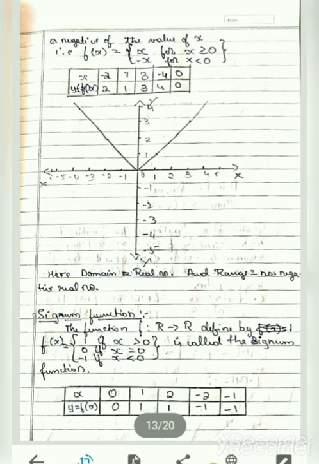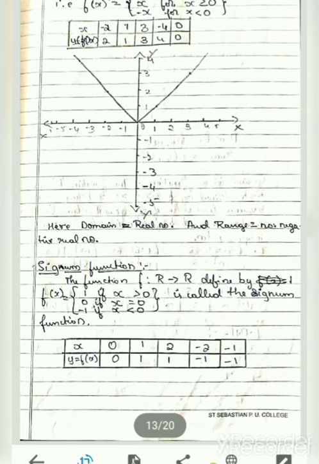Next important function is the signum function. The signum function is defined as the function f from R to R such that f of x is equal to 1 for x greater than 0, which means if x is positive then it takes value 1. f of x is equal to 0 if x is equal to 0, and f of x is equal to minus 1 if x is less than 0. If x is a negative number then it takes minus 1, and if x is greater than 0 it takes 1, and it is 0 when x is equal to 0.